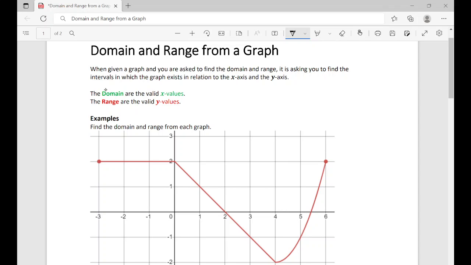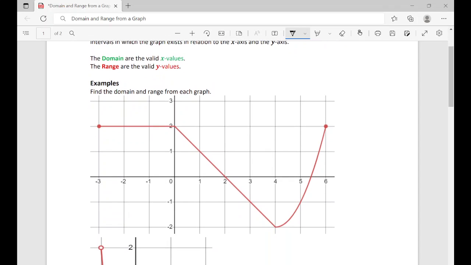So the domain always runs from left to right, whereas the range runs from bottom to top. So let's look at the first one. We have this graph here, and we need to find the domain and range. So the domain, again, are the x values.